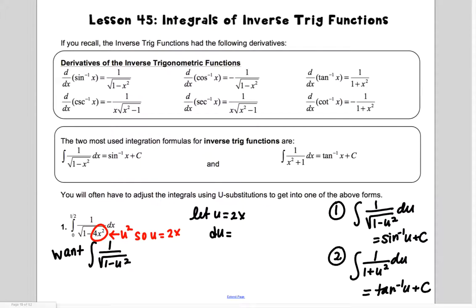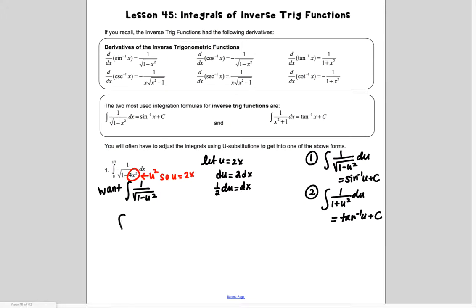Then our du is 2 dx. So we have that 1/2. 1/2 du replaces the dx. So as I write this, I have 1 over the square root of 1 minus u squared, and that dx, like I said, was replaced with 1/2 du. And that's the form we want, right? And this is a definite integral. We did have numbers. We had x values going from 0 to 1/2. So let's change those as well.